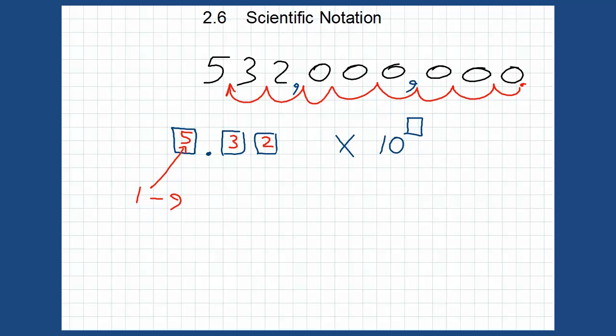And then count how many digits you moved your decimal point. We came from the right, so we will put a positive sign, and we moved 1, 2, 3, 4, 5, 6, 7, 8 movements. So we will write the power to be 8. So our scientific notation for this number is 5 and 32 hundredths multiplied by 10 to the power 8.